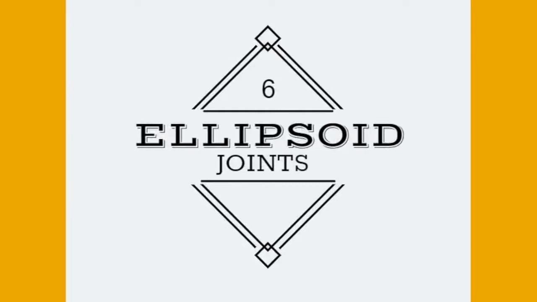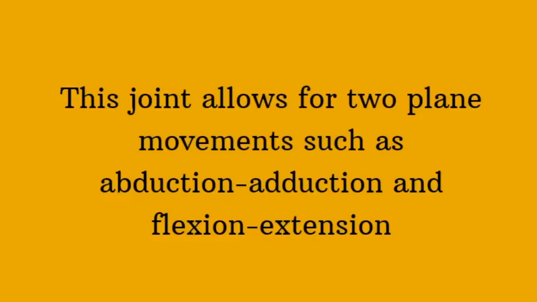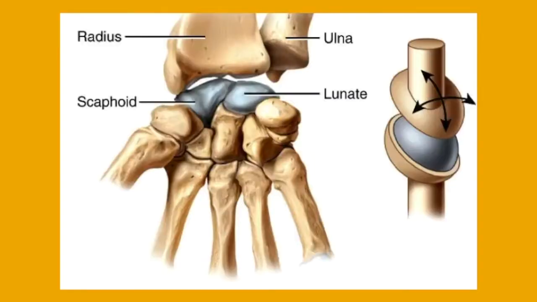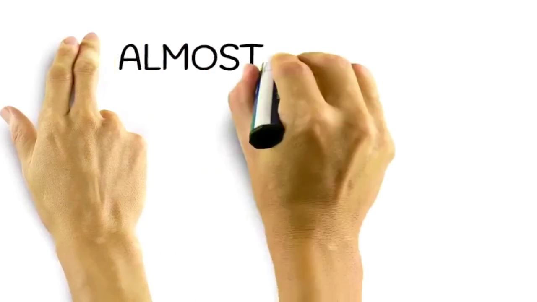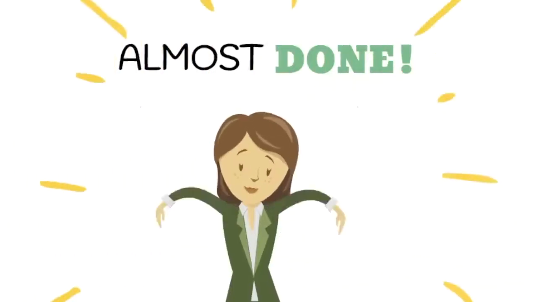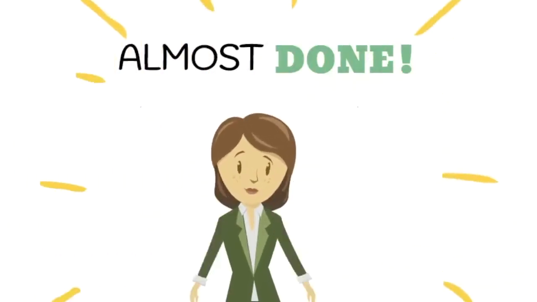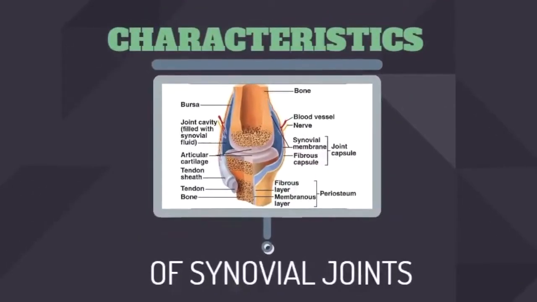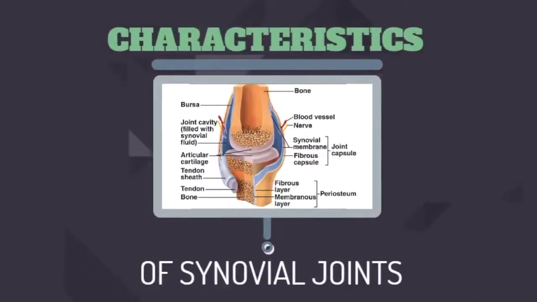The sixth type is an ellipsoid joint. This joint is like the saddle joint. It allows for 2 plane movements such as abduction and adduction, and flexion and extension. An example of this joint is your wrist. It won't be long, we're almost done. Next, we will be going over the characteristics of the synovial joints.